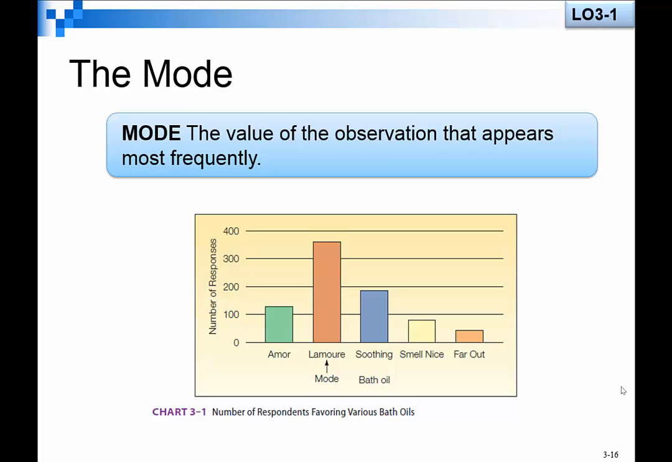Now the mode is just the observation that appears the most frequently. In this case, we have number of respondents favoring various bath oils, and we can see Lamore had the most people respond to it, so that would be our mode.